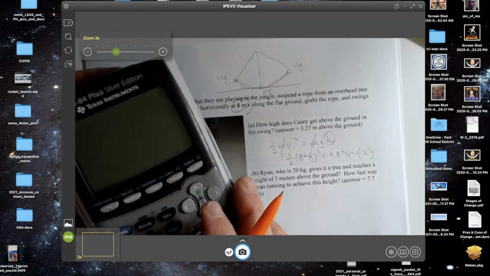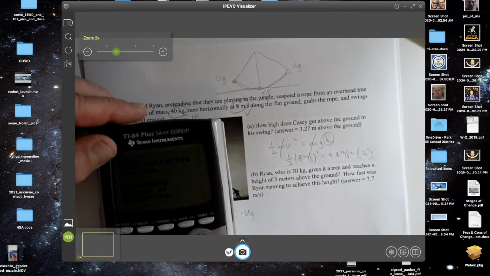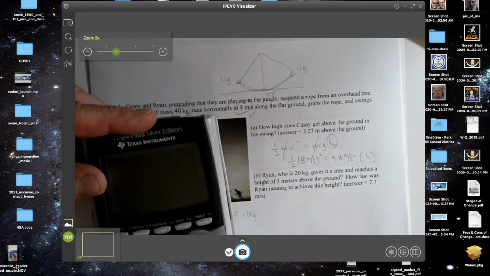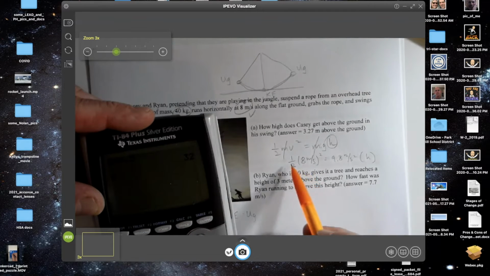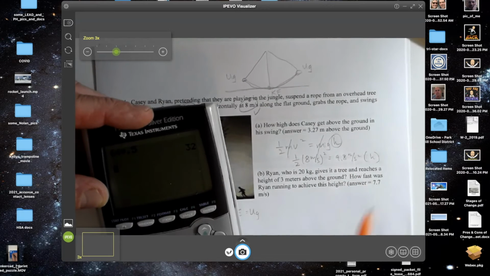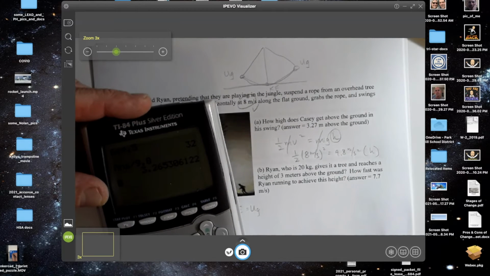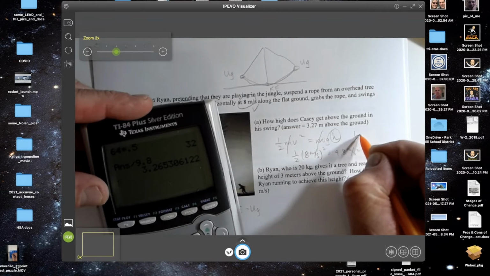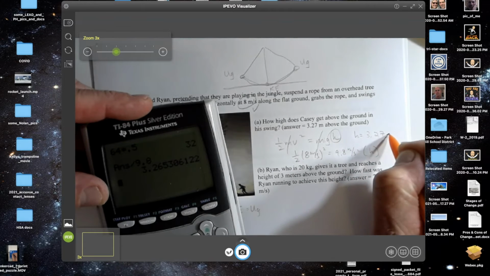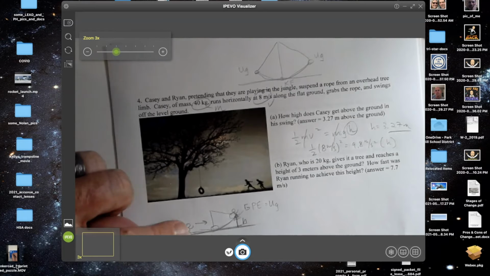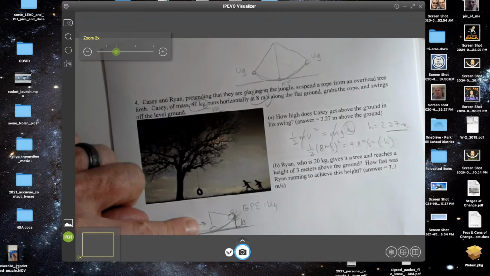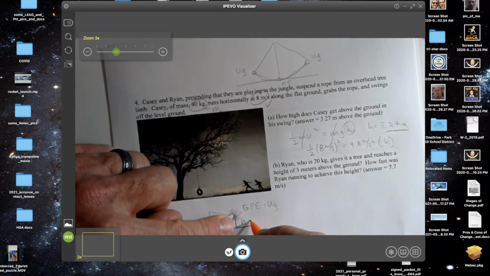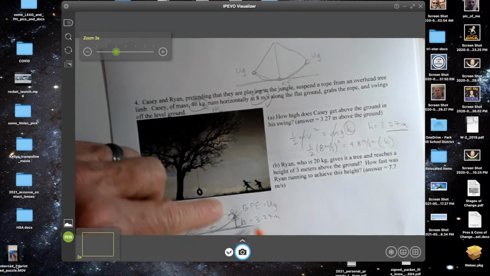All right. So on the calculator, we would take 8 squared, 64, times 0.5. Okay, there's 32, that's this side. Divide that by 9.8, 3.26, or 3.27. So the height then is 3.27 meters. So Casey's kinetic energy takes that swing up to the height of 3.27 meters above the ground, all right?